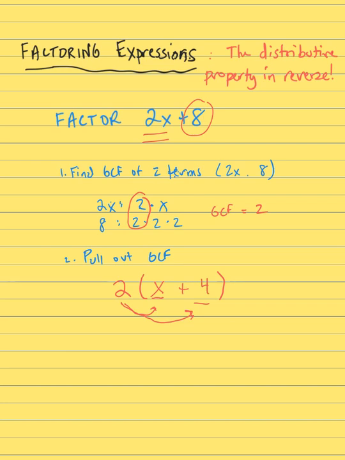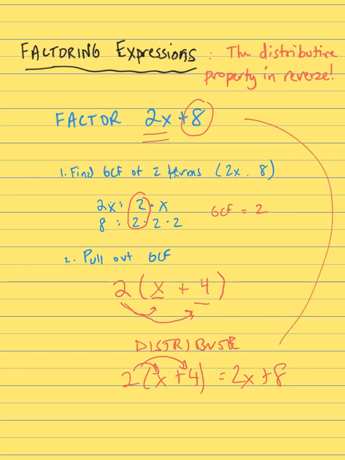Now, how will you know if you've done this right? Well, if you now go in reverse and you distribute, look what you get. You get 2x plus 4 equals 2x plus 8. That's right back where we started. So factoring an expression is like doing the distributive property in reverse. We'll do some more of these in class. It's basically the same thing. We still found the GCF of 2x and 8, but then we pulled it out, and that can be a little bit of a curveball. So that is greatest common factor.